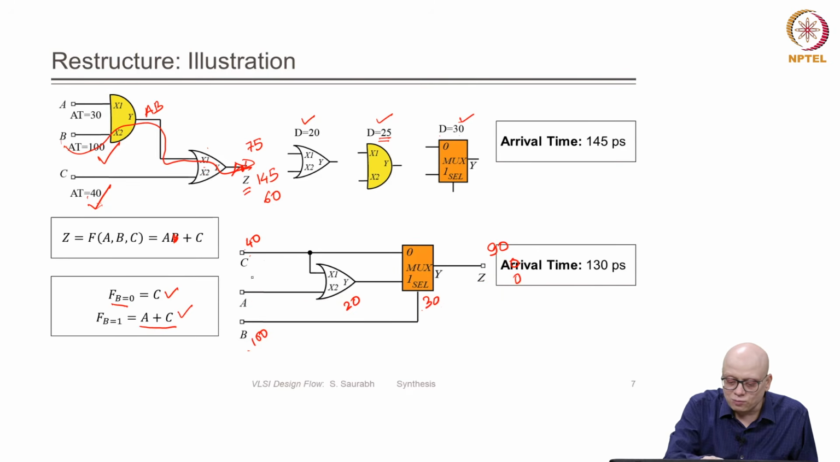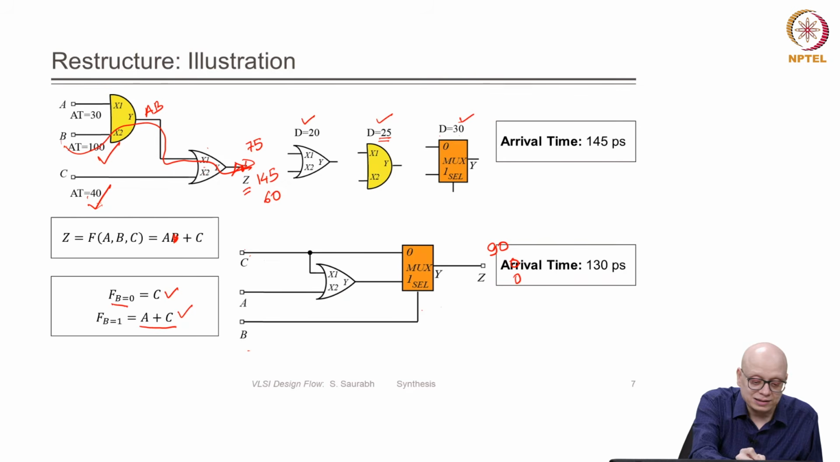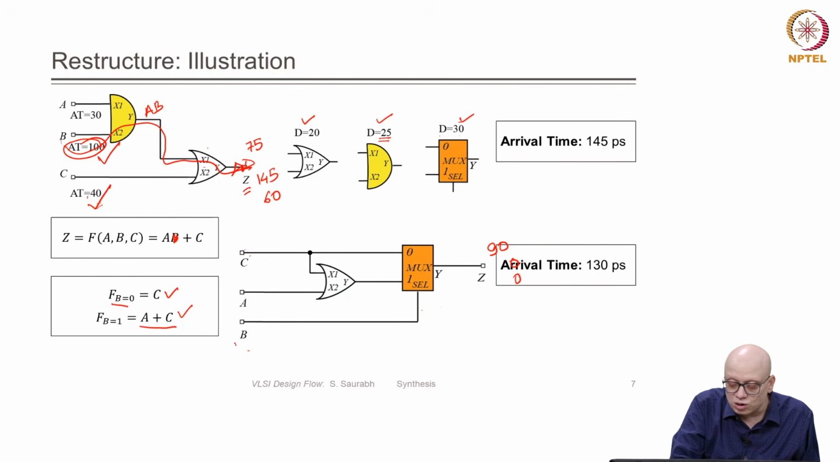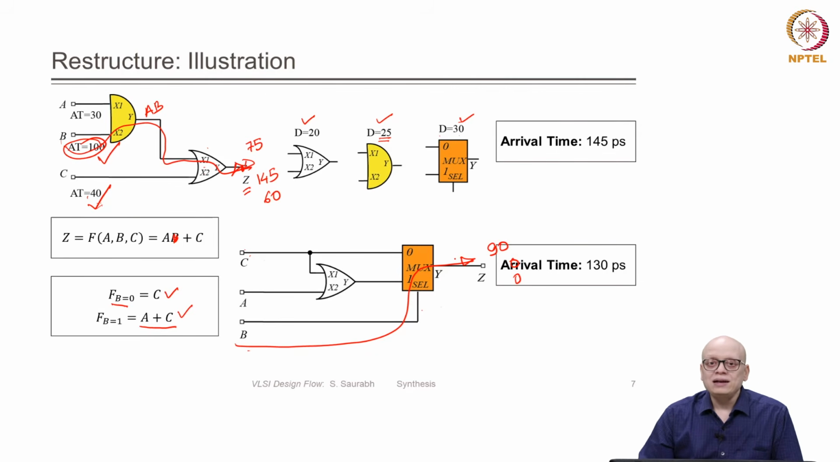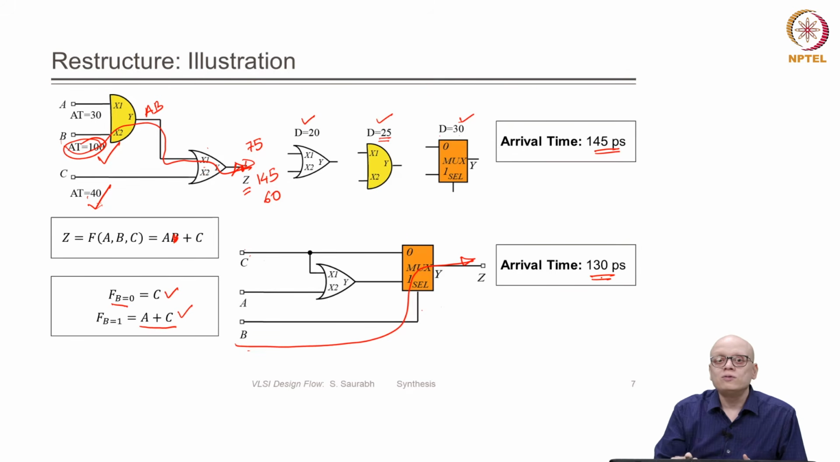So, what we have done is that we have moved the late arriving signal, that is B, closer to the output by doing factoring using the Shannon expansion theorem, and as a result the worst arrival time decreased from 145 to 130, and therefore, we have improved the timing of our design.